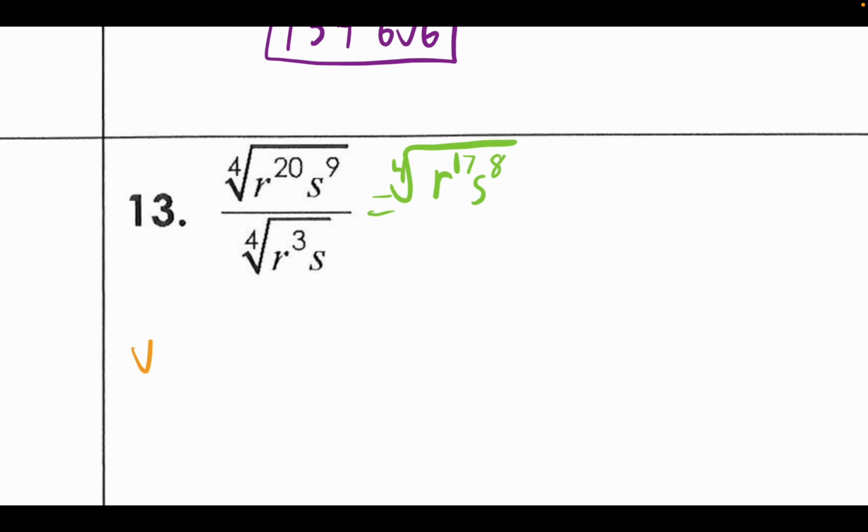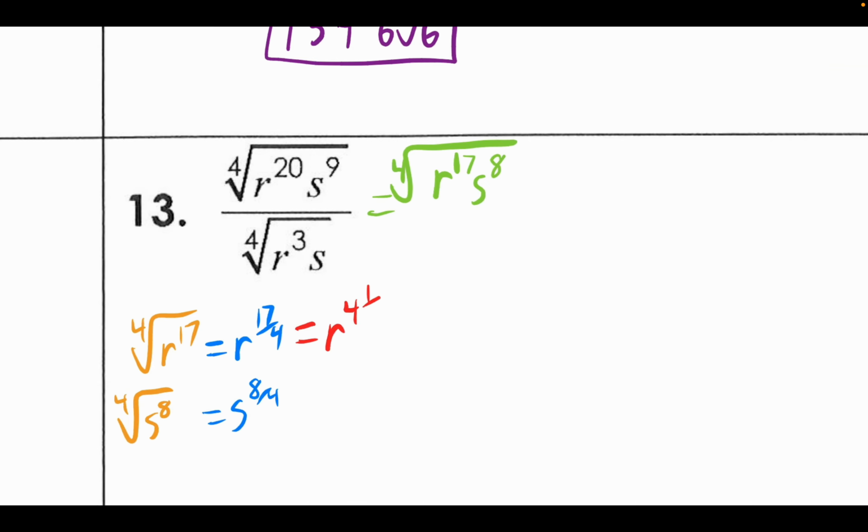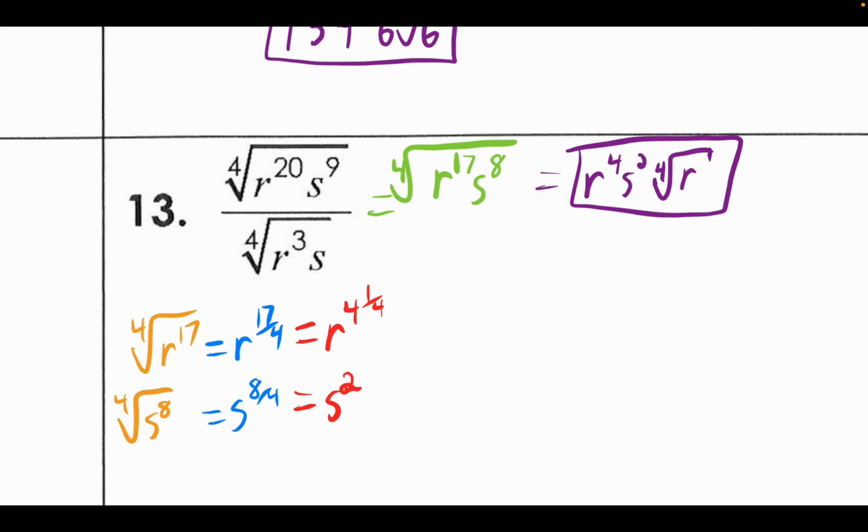And then individually I say, okay, the 4th root of r to the 17th, 4th root of s to the 8th. This is r to the power of 17 over 4, s to the power of 8 over 4. 17 over 4, well, 4 goes into 17 4 times, with 1 out of 4 remaining, 1/4, and 8 over 4 just reduces perfectly to 2. So outside the radical, you have r to the 4th s squared, and inside the radical you have the 4th root of r to the 1st, because that's the numerator is 1.